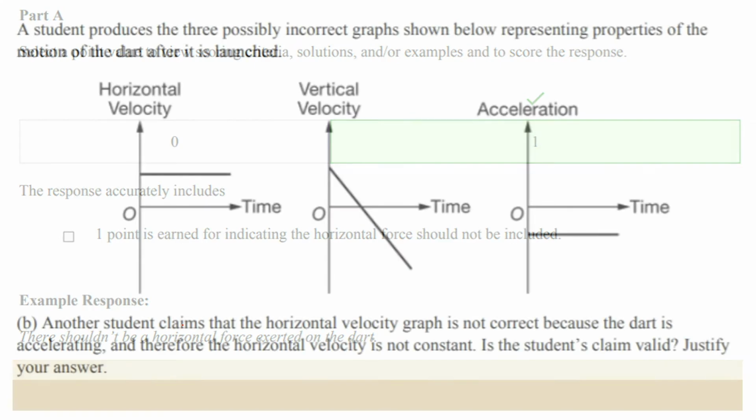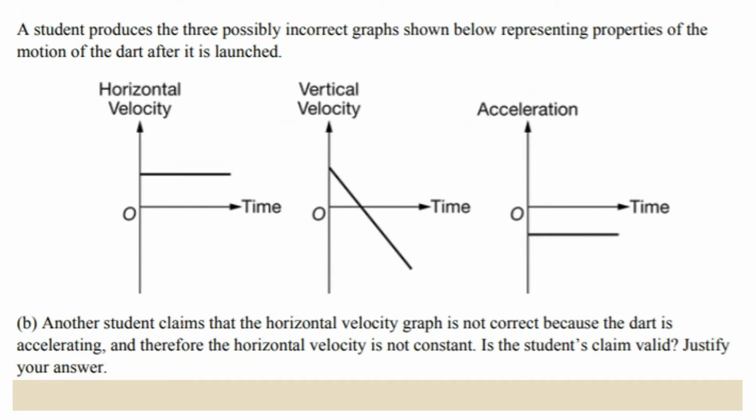All right, moving on to part B here. Part B says a student produces the 3 possibly incorrect graphs shown below, representing the properties of motion of the dart after it is launched. And as you can see here, there's a horizontal velocity graph, a vertical velocity graph, and an acceleration graph. Another student claims that the horizontal velocity graph is not correct because the dart is accelerating, and therefore the horizontal velocity is not constant. Is the student's claim valid?